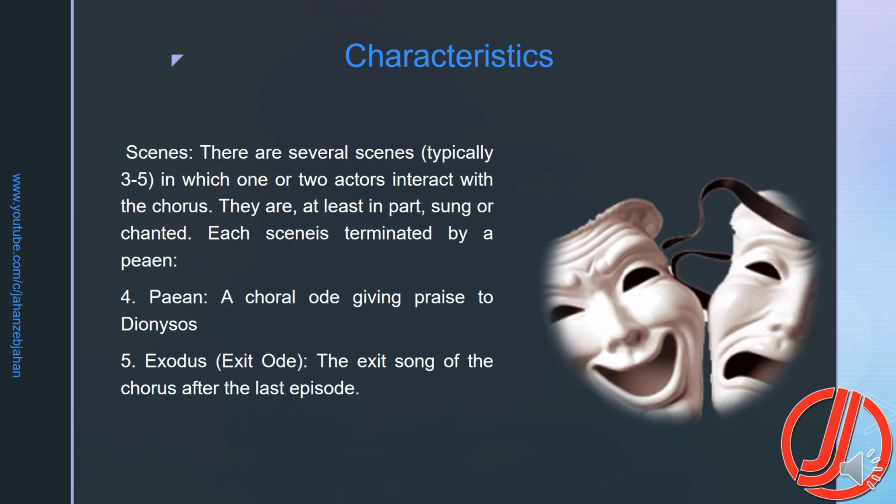There are several scenes, typically 3 to 5, in which one or two actors interact with the chorus. They're at least in part sung or chanted. Each scene is terminated by a paean, which is a choral ode giving praise to Dionysus. So, in which Dionysus is praised, so that is called a paean. Exodus is the last ode in which the chorus concludes what happened, and that is the final song of the chorus in a tragedy.